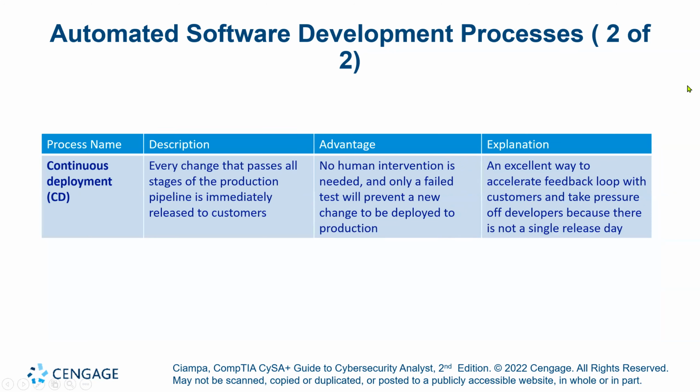And then continuous deployment. Every change that passes all stages of the production pipeline is immediately released to customers. No human intervention is needed. Only a failed test will prevent a new change to be deployed to production. An excellent way to accelerate the feedback loop with customers and take pressure off developers because there's not a single release day. Not sure how I feel about that one.